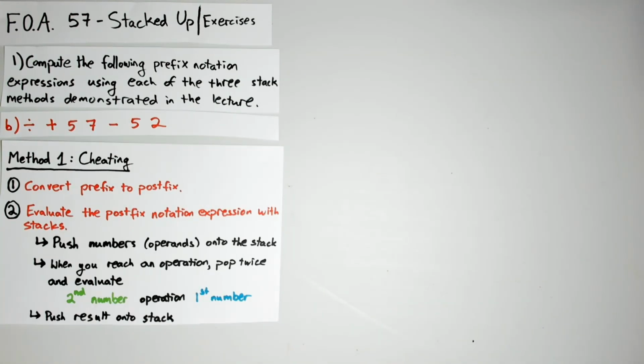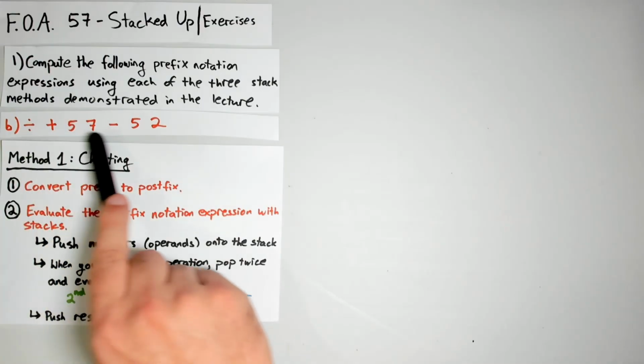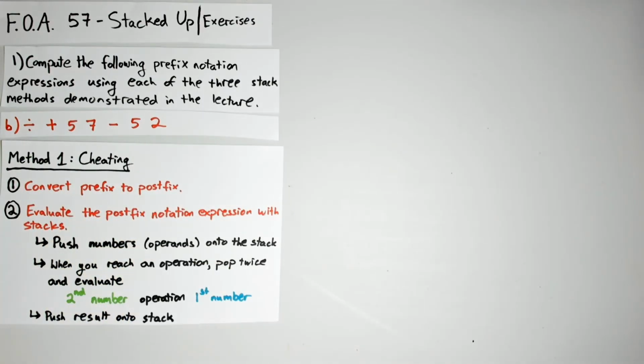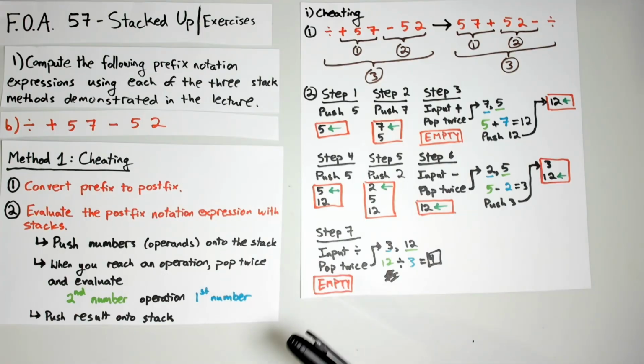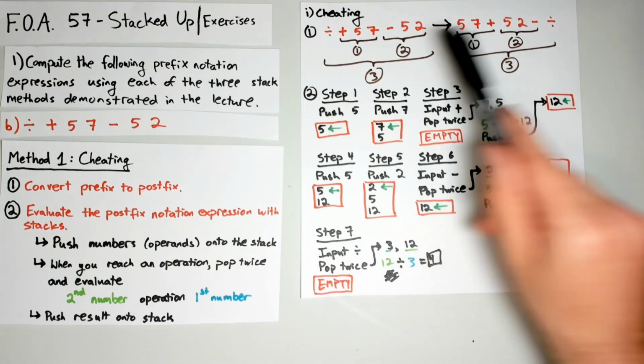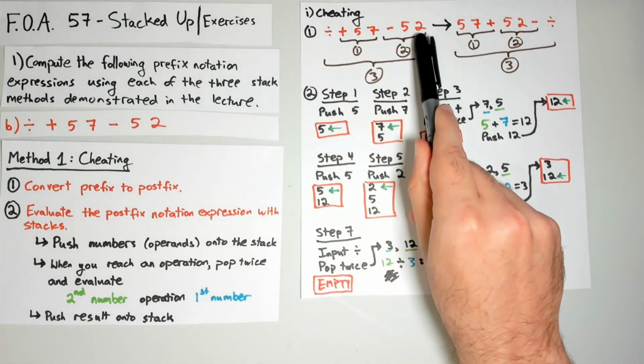All right, so once again, we start with the cheating method. We see here we've got a bit of different numbers, different operations this time. So let's see what this looks like. With the cheating method, we start by converting from prefix to postfix. So here's our prefix notation expression here.